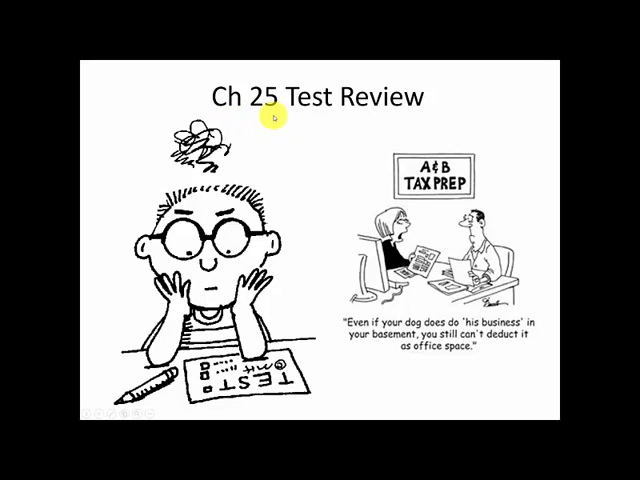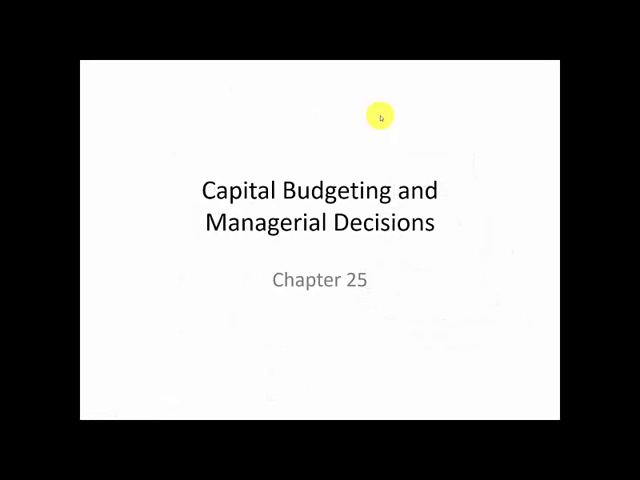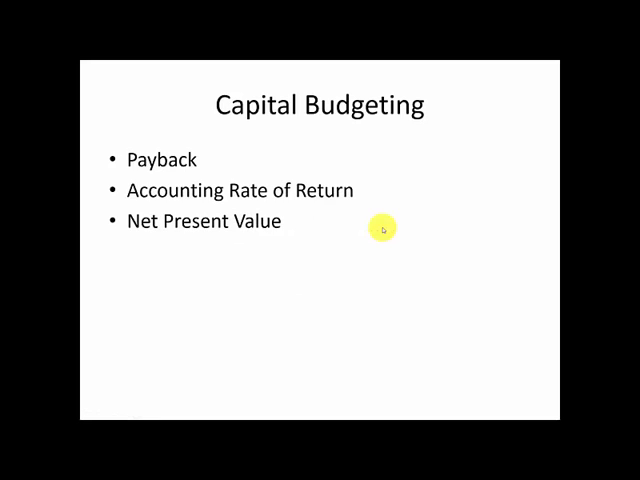This is the Chapter 25 test review. And in this chapter, we're talking about two basic kinds of concepts: capital budgeting and managerial decisions. The capital budgeting section will deal with payback period. These are three capital budgeting techniques: payback period, accounting rate of return, and net present value.